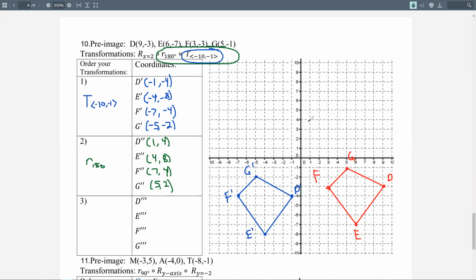We can graph those. So that's going to be D double prime. 4, 8 is E double prime. 7, 4 is F double prime. And then 5, 2 is G double prime. Okay, and then the last thing we have to do is reflect over the line x equals 2.